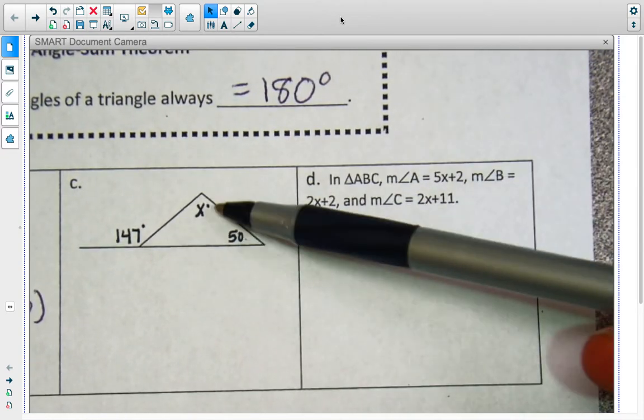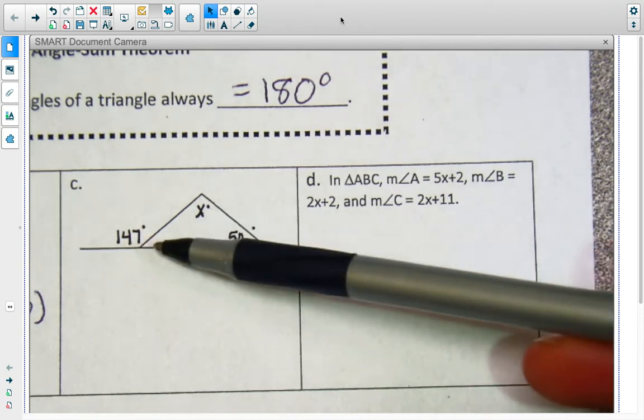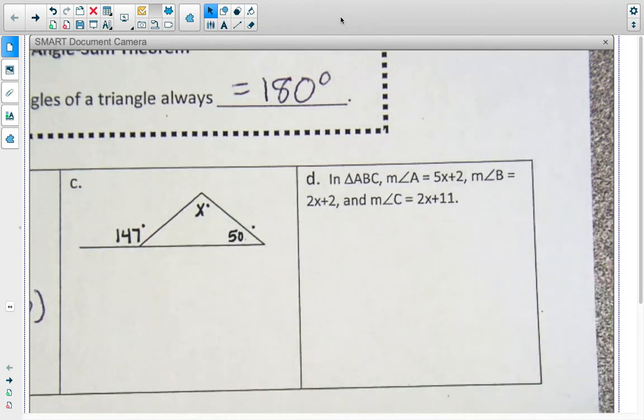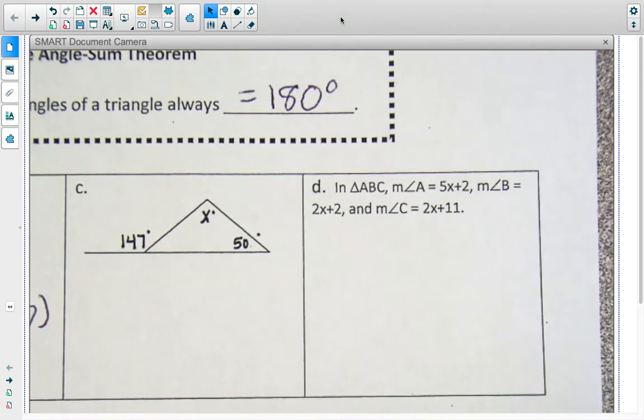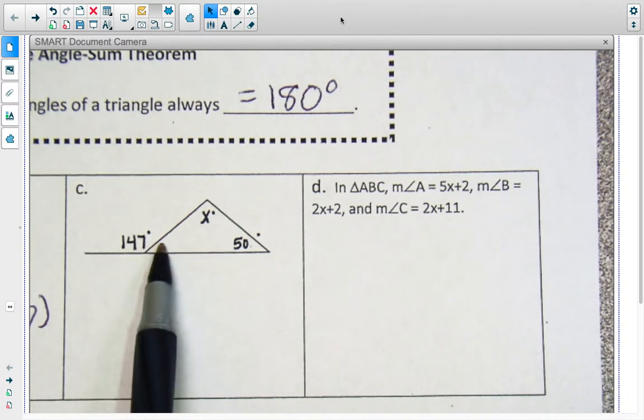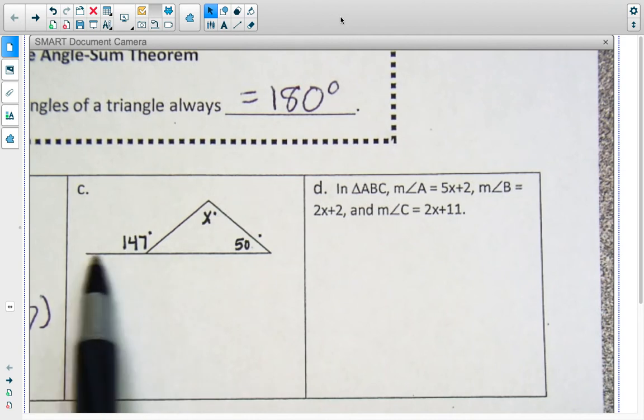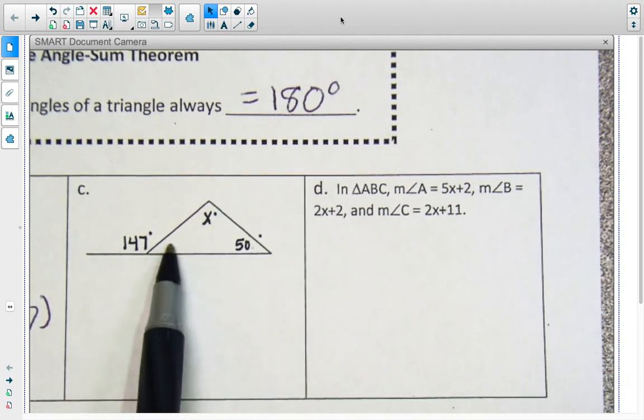So I have this, and this one over here, but I'm not sure what this is. So I have a few different ways I can do this. I know that this angle plus this angle equal 180 degrees. I know that because this is a straight angle and they form a linear pair. So a linear pair is going to add together to be 180 degrees.